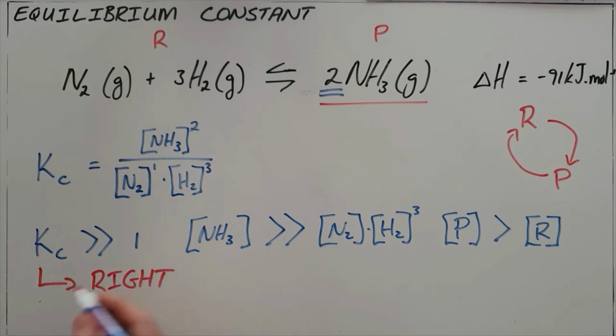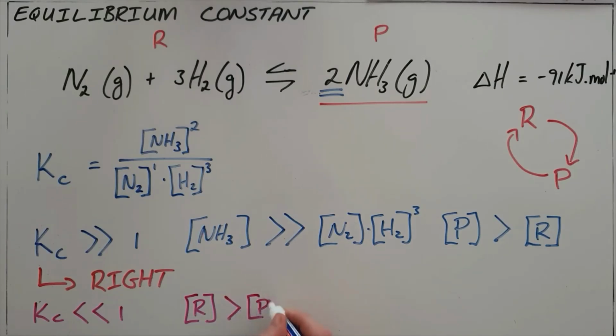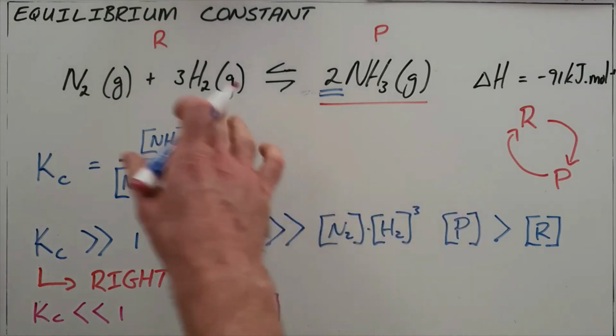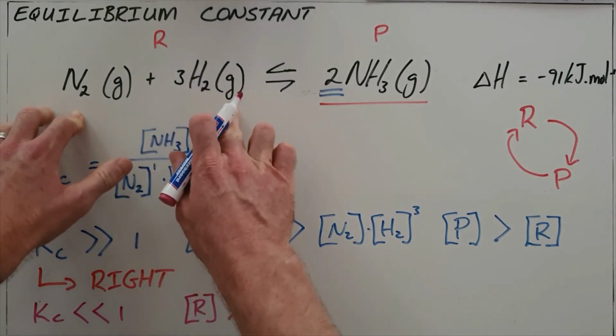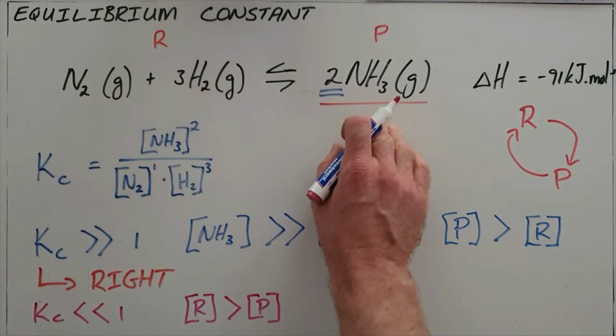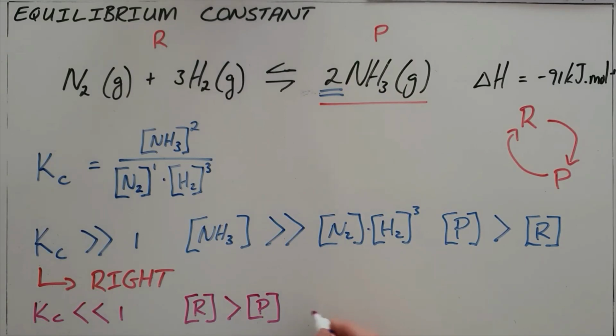And then the converse is obviously also true, where if we now say that Kc is a number much, much smaller than 1, what that is actually telling us is the concentration of reactants is far greater than the concentration of our products, which means that very little nitrogen and hydrogen becomes ammonia, and as a result we say that equilibrium lies to the left.